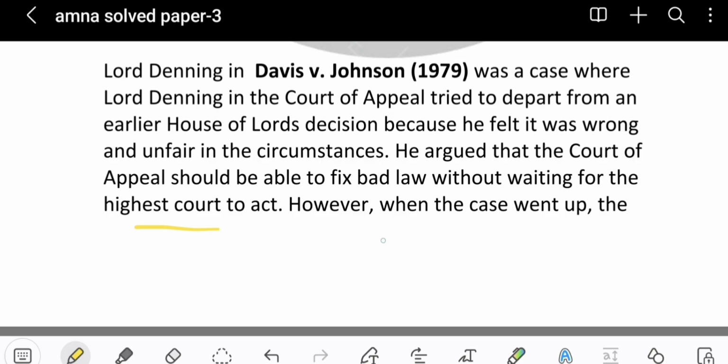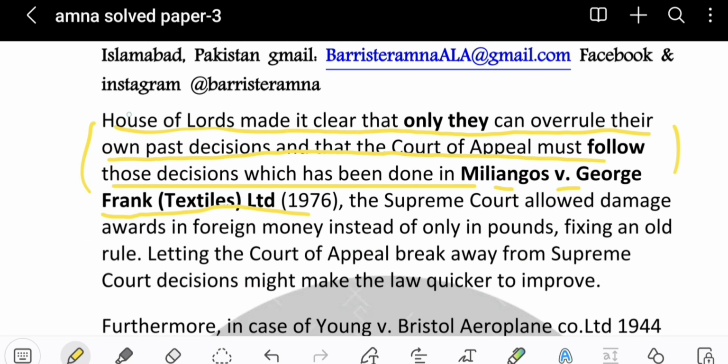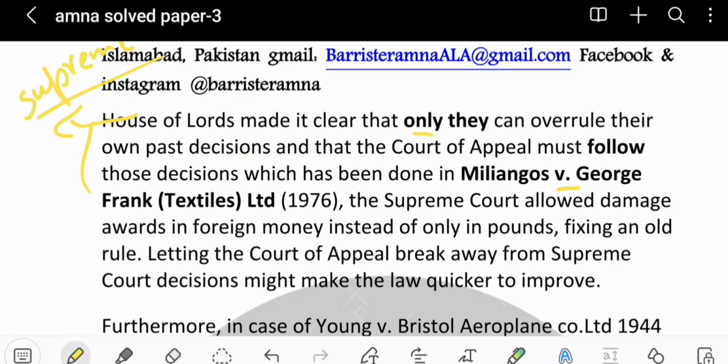But when this case went out, which case? This case over here. When this case went out and got viral, the House of Lords, the judges of the Supreme Court, made everything clear: only they have the authority to change their own previous decisions. So the lower courts, such as the Court of Appeal, do not have the authority to disobey them. They have to follow them no matter what the case is. Only the Supreme Court has the authority to change its previous decisions. No other authority can do this. And this happened in the case of Milangos versus George Frank Textile. So we will see what happened in this case law.